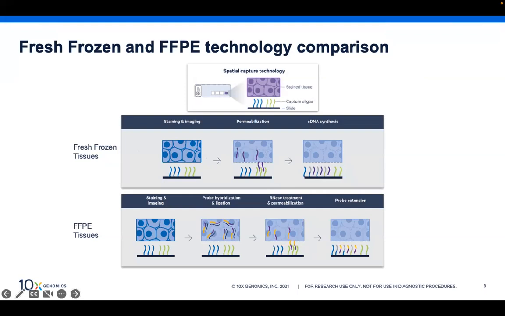With FFPE tissues, it's a little bit different. We introduce probes. So those probes are hybridized to those mRNA targets. We permeabilize the tissue, and then those probes are what diffuse down onto the surface of the slide. So again, this is the V1 slide where tissue is placed directly onto the Visium slide surface.